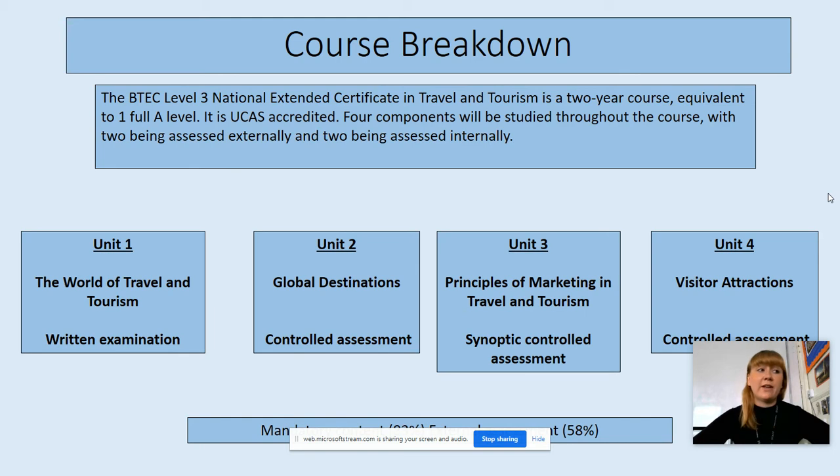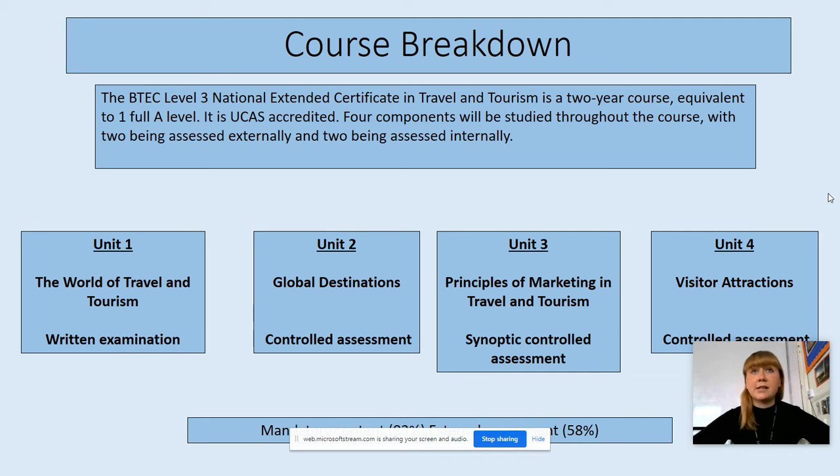The culmination of that unit is one written examination, in a very similar manner to the exams that you are used to, and that is sent away, marked externally, and graded there. We then have Unit 2 within this course, which is the Global Destinations unit.